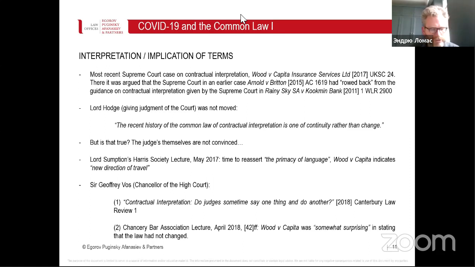I say that because the constructions adopted in those two cases were avowedly not possible as a matter of interpreting the actual words used, and thus would, if decided again on the basis of Rainy Sky, appear to have fallen foul of the first step in the new approach, regardless of how much they chimed with business common sense. So what Sir Geoffrey Vos is saying here is essentially, well, look, the judges may be saying one thing, but actually doing another, that there isn't so much continuity here, that Arnold and Britton may in fact represent a return to this primacy of language that Lord Sumption is asserting.